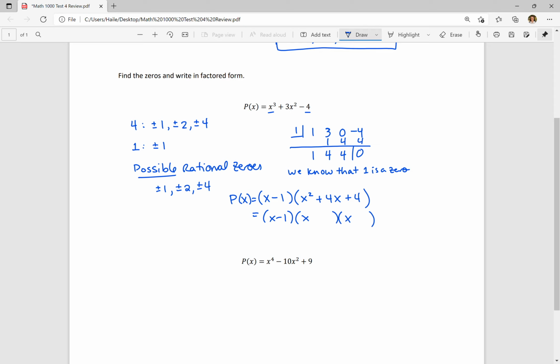So the only way that this is going to work is if we choose positive 2 and positive 2. So x squared plus 4x plus 4 breaks down into 2 identical factors of x plus 2. So now we actually have p of x in its factored form. Okay, so this is the factored form.